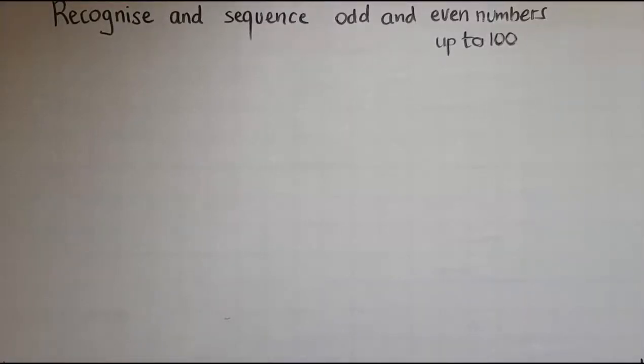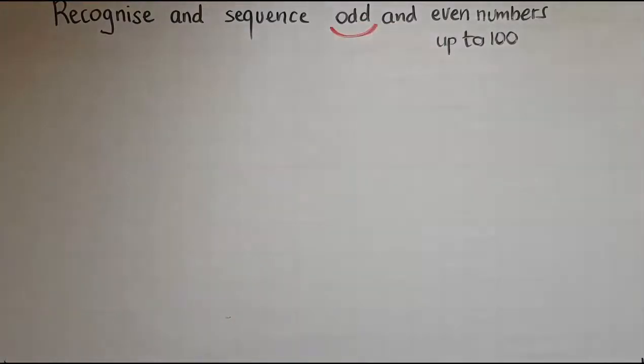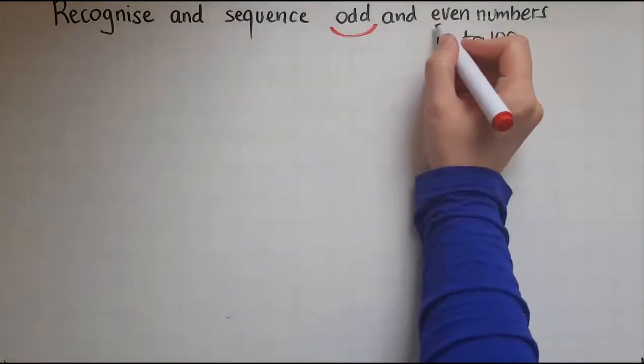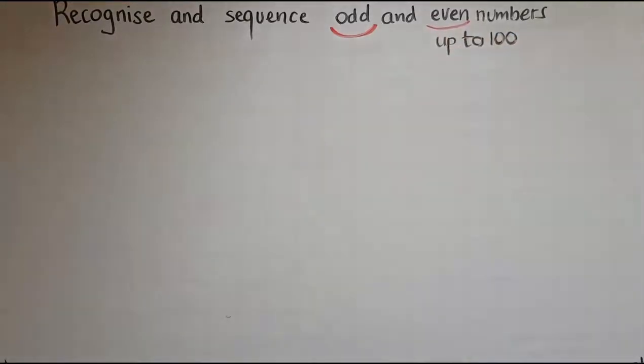In this video, we'll learn to recognize and sequence odd and even numbers up to 100. Odd. In real life, we come across the word odd in examples like odd socks. And that's exactly what it means. And even is like the pair.